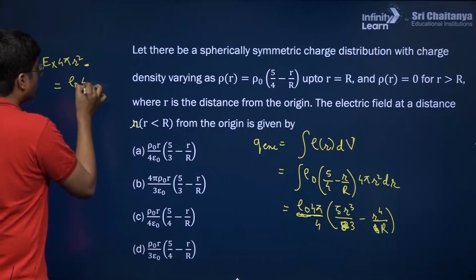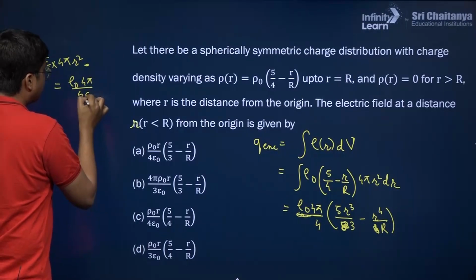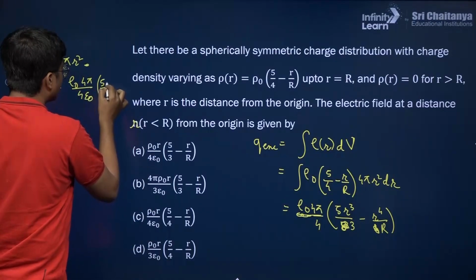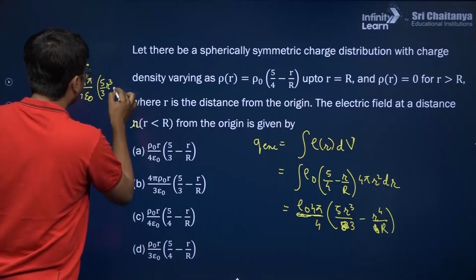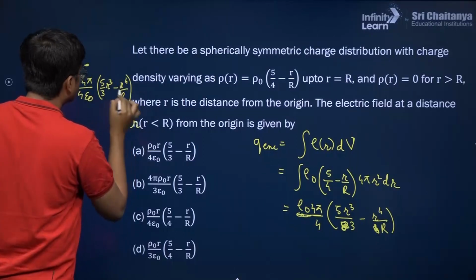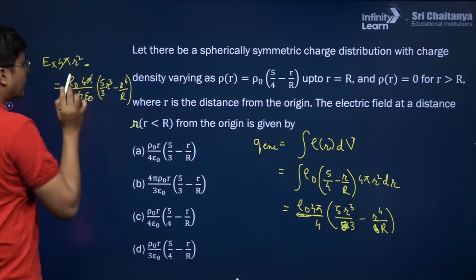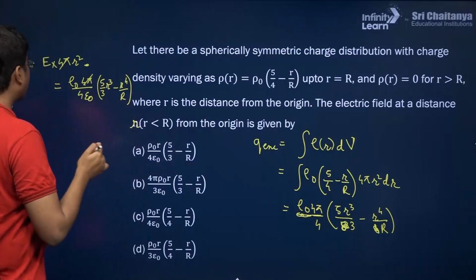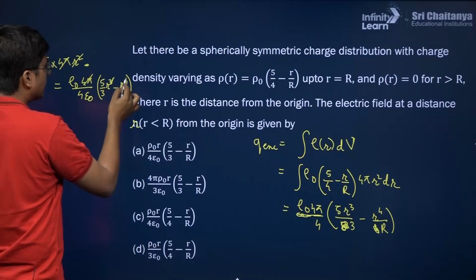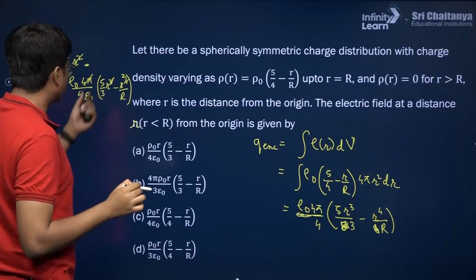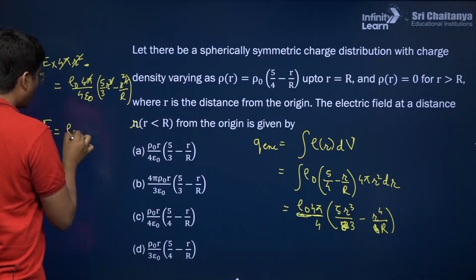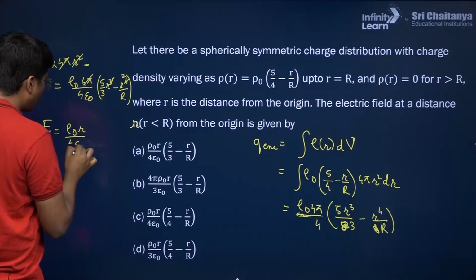So ρ₀ 4π by 4 ε₀ into (5/3 r³ minus r⁴ divided by capital R). Okay. Now this 4π and 4π can cancel out. I can take them out right away. This r² can take away this r³ here, leaving an r in this case and an r to the power 2 over here. I can take one r common, so that I have E is equal to ρ₀ r divided by 4ε₀.